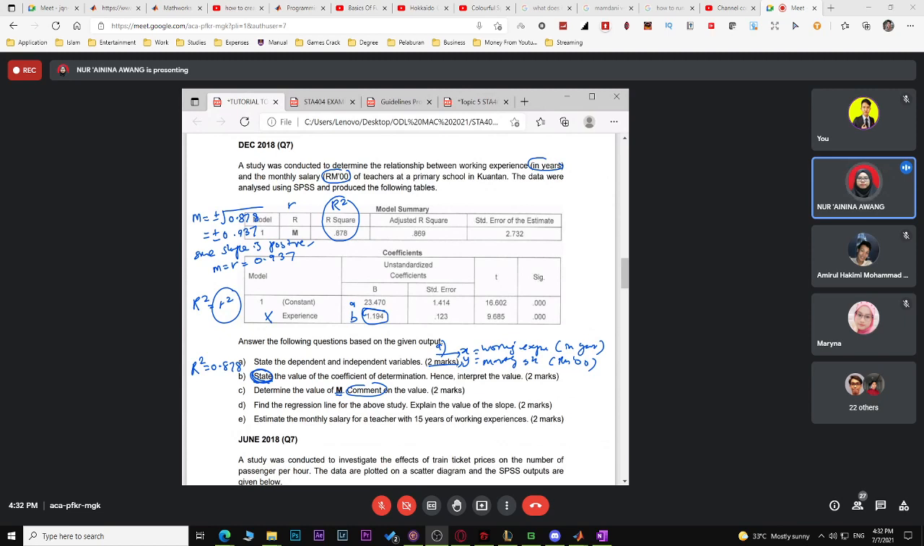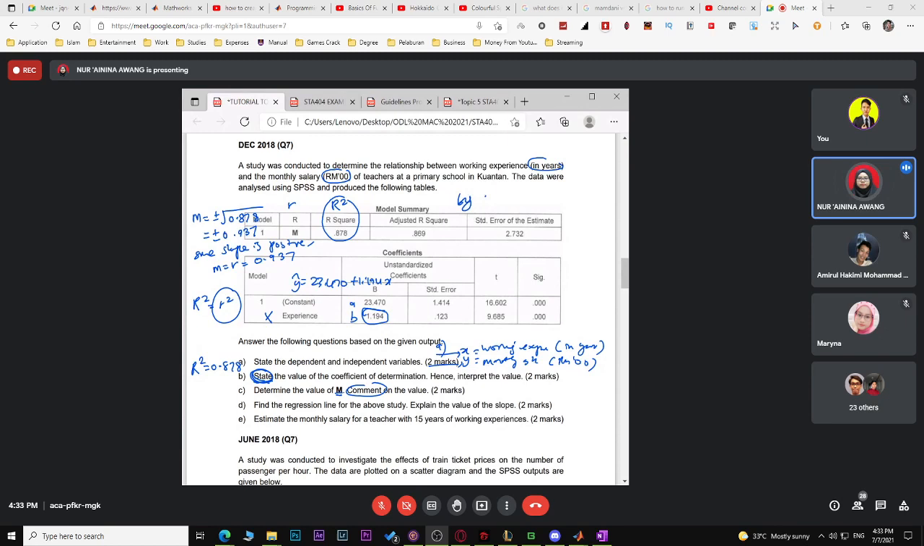And then for D, find the regression line for the above study, explain the value of the slope. Okay, sama je. So this is your A, this is your B. So just substitute into the equation, and then don't forget to let your y and x, and then disuruh explain on the value of your slope. So ini you kena hati-hati since you punya apa nama itu unit tu in 100. So kita kata your x is working experience. So kita kata every 1 year increase in working experience, so your monthly salary will increase since your slope is positive by, so this is the value.